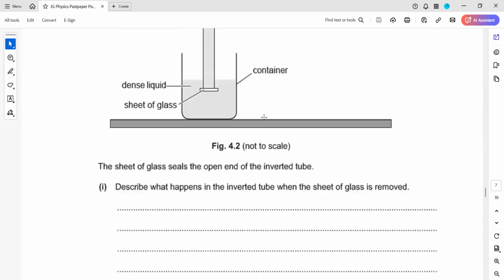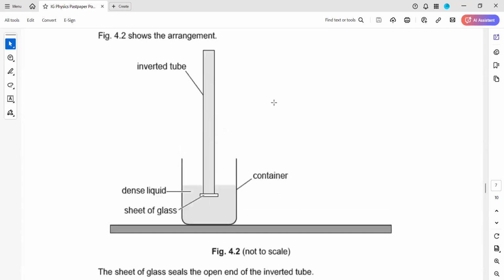So in the last question, part B1, when we remove this sheet of glass, first the pressure of the liquid is more than the pressure of atmosphere, so the liquid will move out. When the liquid moves out, the pressure of the liquid decreases because the depth is decreasing. And eventually, when the inside pressure and the outside pressure, the pressure due to atmosphere and the pressure due to liquid, balance out, that time the liquid will stop in the vertical tube. That you have to say.